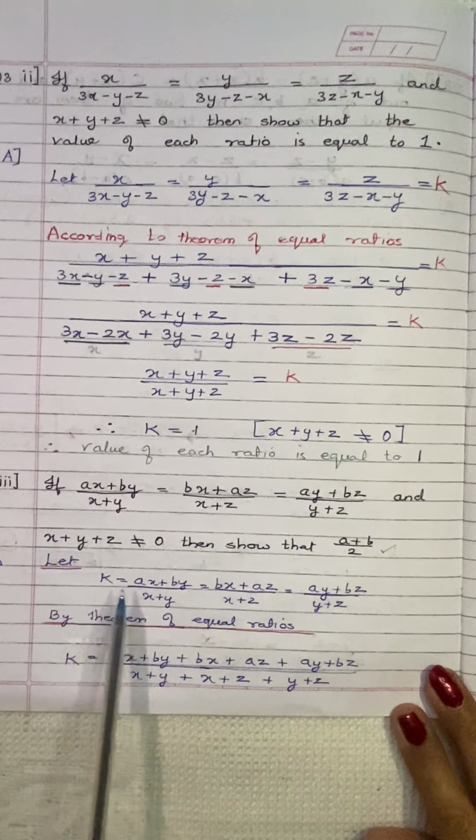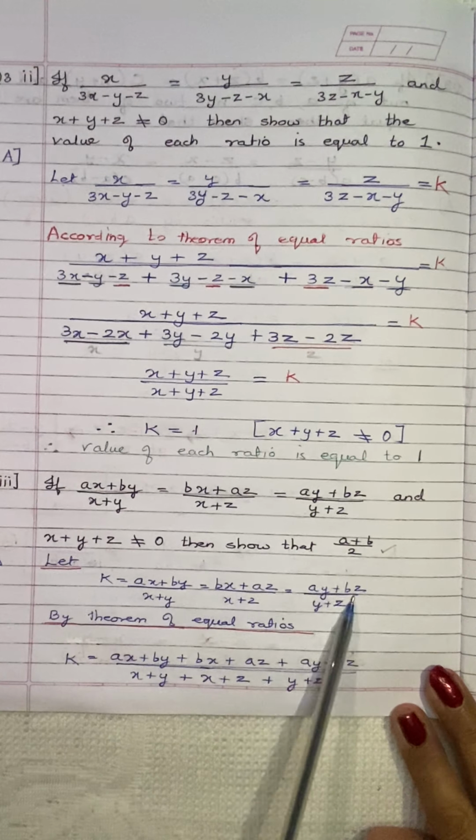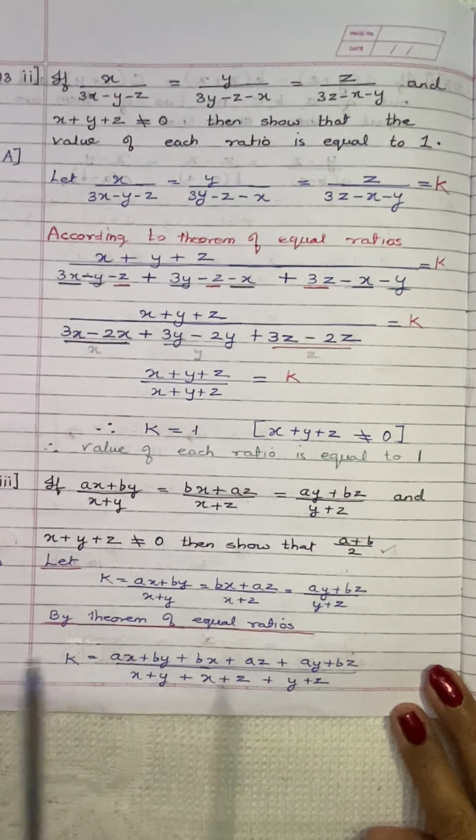So let k is equal to, we'll write the same expression. Now by the theorem of equal ratios, k is equal to, we'll add all the numerators. So we'll add all the numerators here.